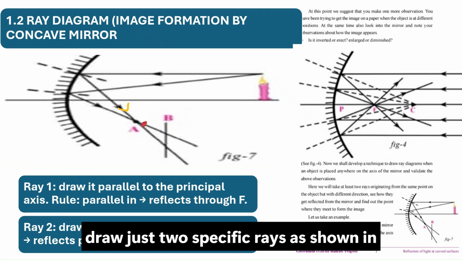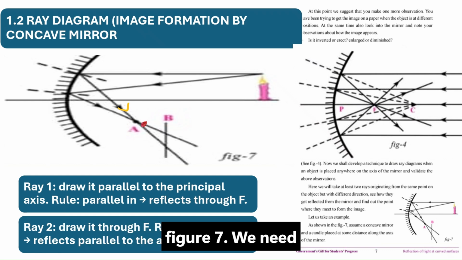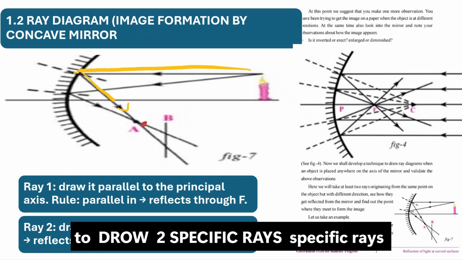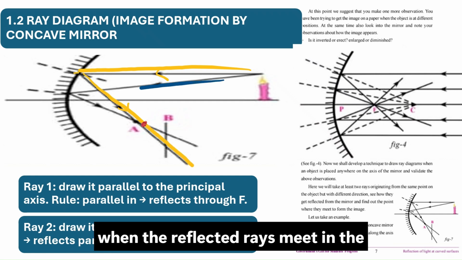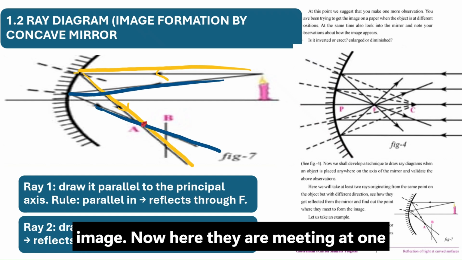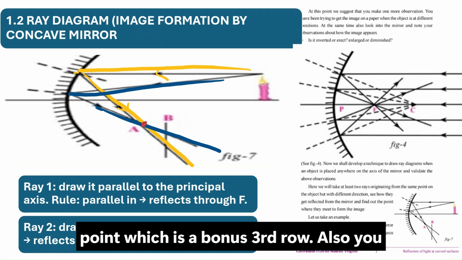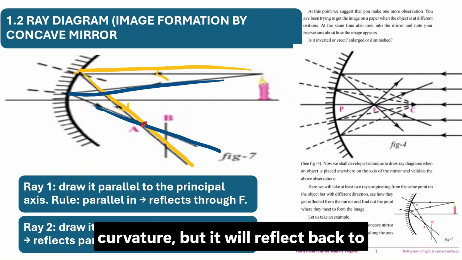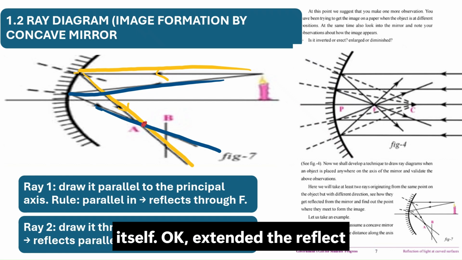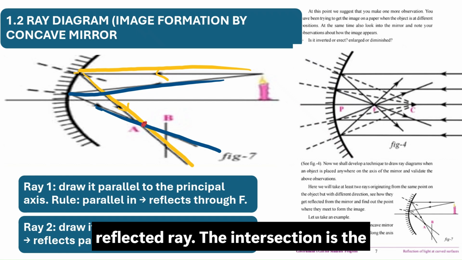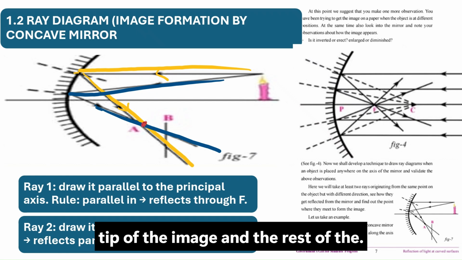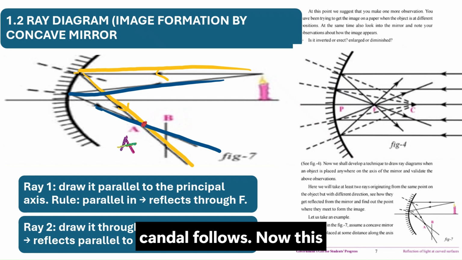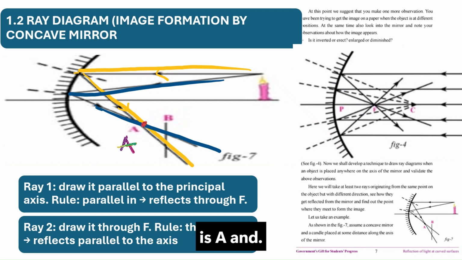Okay, now the trick for any object is, we have to pick one point on the candle and draw just two specific rays. As shown in figure 7, we need to draw two specific rays where the reflected rays meet in the image. Here they are meeting at one point, which is A. Bonus third ray also you can draw through the center of the curvature, but it will reflect back to itself. Extending the reflected ray, the intersection is the tip of the image and the rest of the candle follows. Now this is A and this is B.